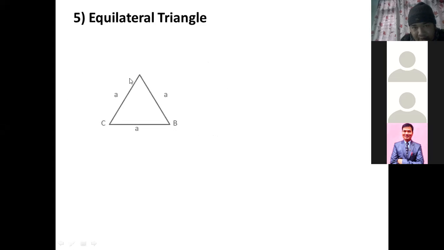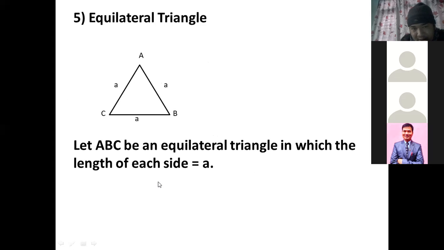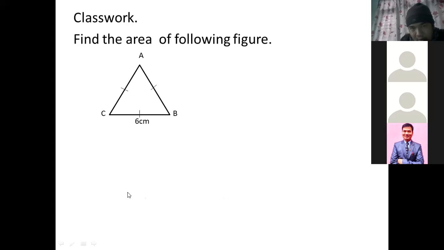Now, equilateral triangle. Equilateral triangle means all three sides will be equal in length. That length is taken here as A. Then when you find the area of this equilateral triangle, we have to use this formula: root 3 by 4 into A square. A square means this side squared, okay? A means this side, the equal side. Look here, I am going to show you one example.